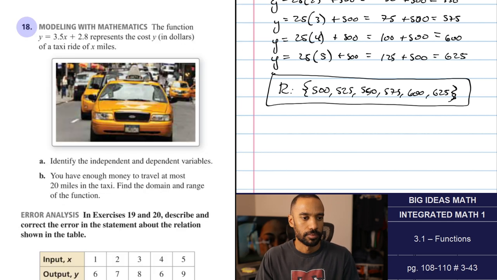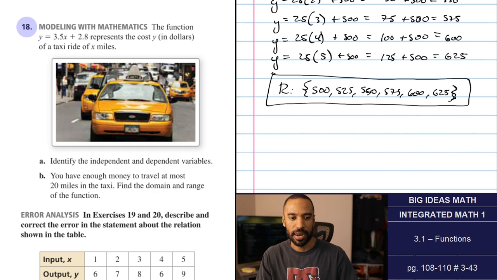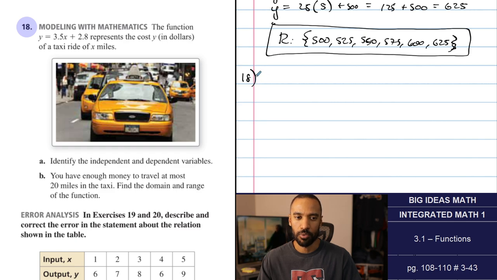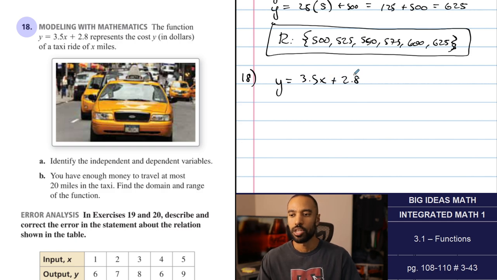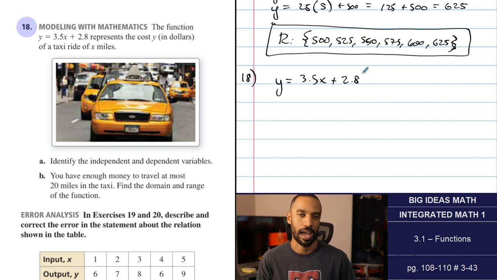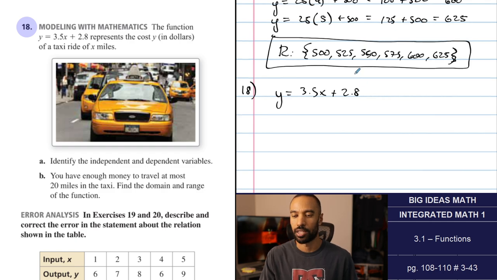Okay. Number 18, also modeling with mathematics. Same kinds of questions. The function y equals 3.5x plus 2.8 represents the cost y in dollars of a taxi ride of x miles. We spend y amounts based on x miles. You know, taxi fare, you jump in the taxi, you say, quick, follow that thing. I don't know if taxis are allowed to do that, by the way. Yeah, bring me to 3rd and King Street, whatever.